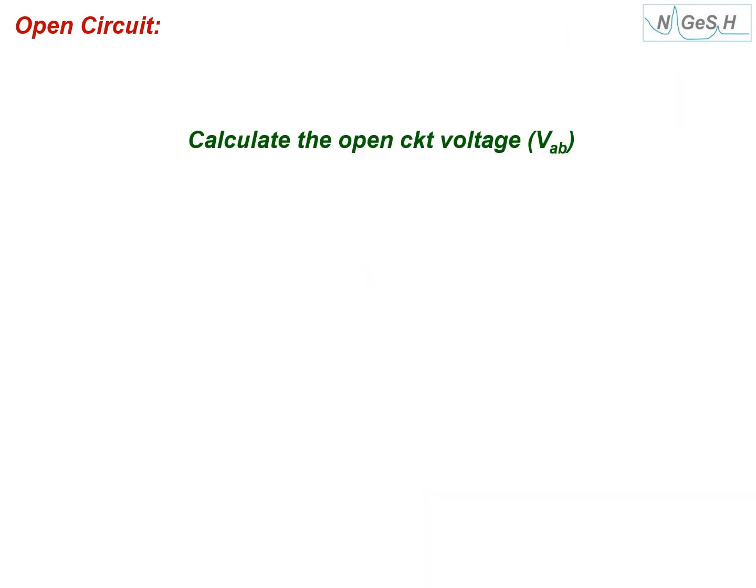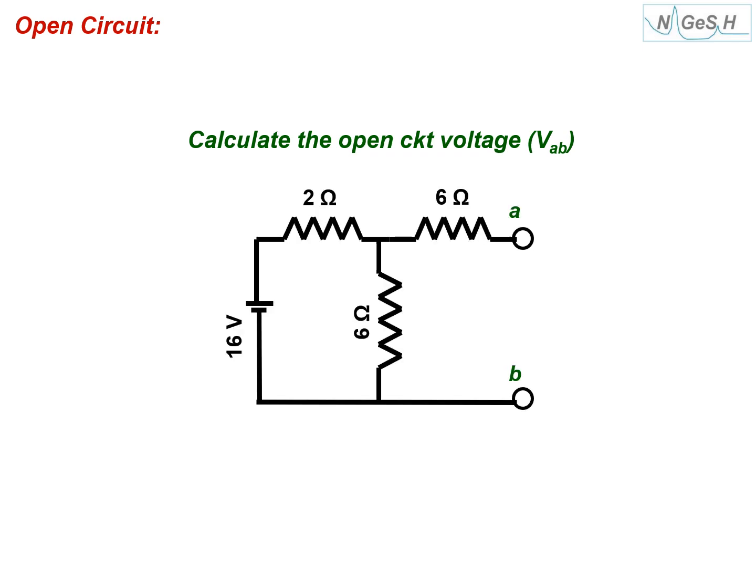Now we'll be seeing some examples, different configurations, and learn how to calculate open circuited voltage. Let's start with this. Here they are open terminals, and we want to know what is the voltage across this. That means whatever the voltage is here, the same voltage will appear here because there is no voltage drop here. Since it's an open terminal, no current flows through it.